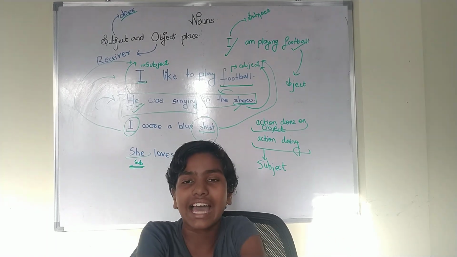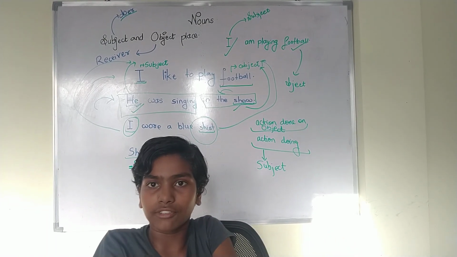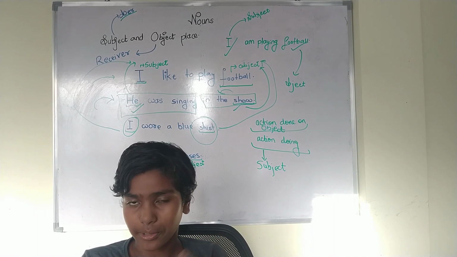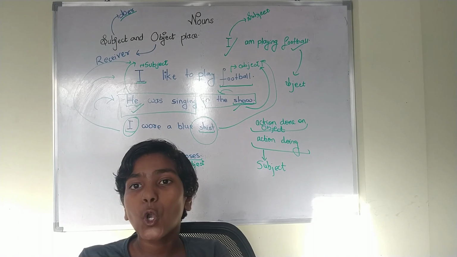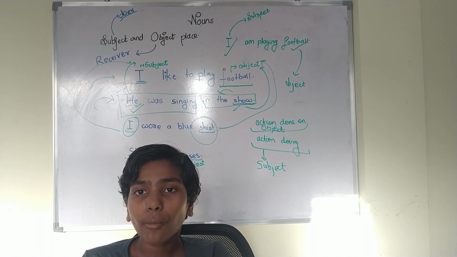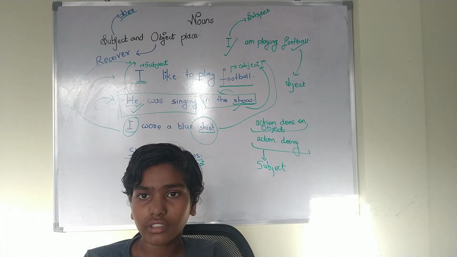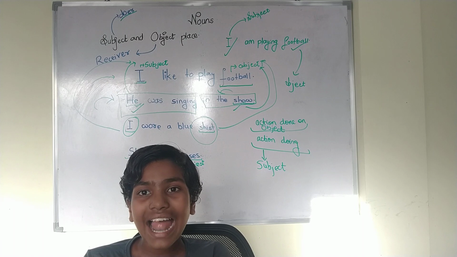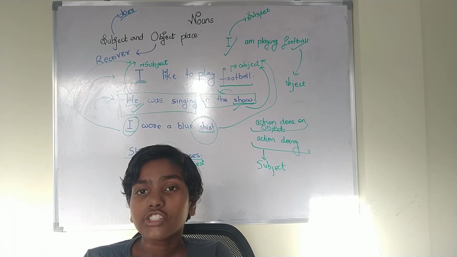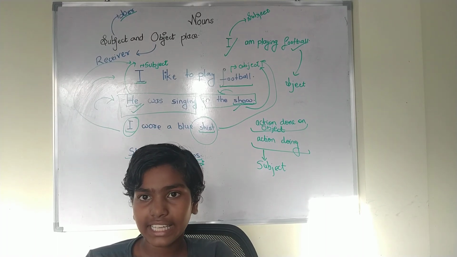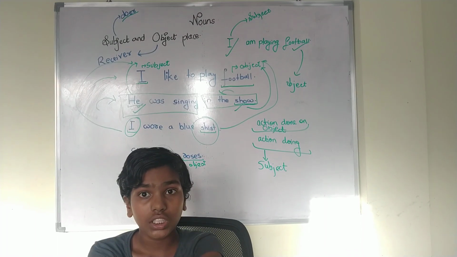She likes dancing on the floor. I closed the door myself. She opened the gate and locked it. She was having a headache. This is the other sentence, okay? She was having a headache, so she did not go to the school.